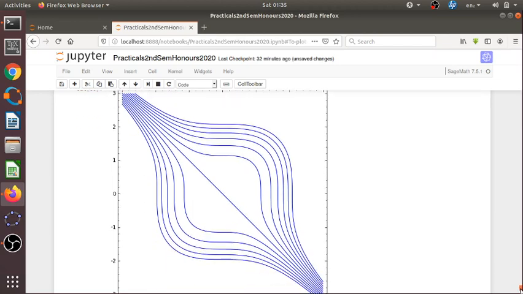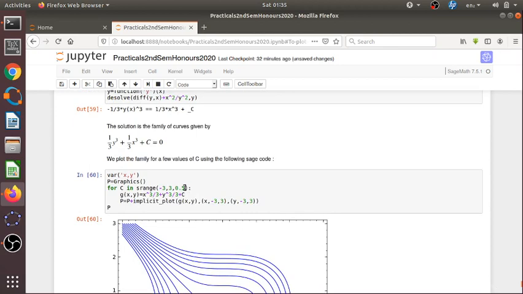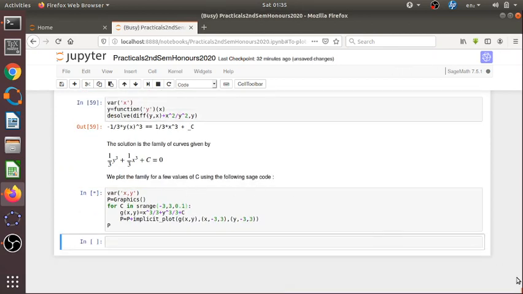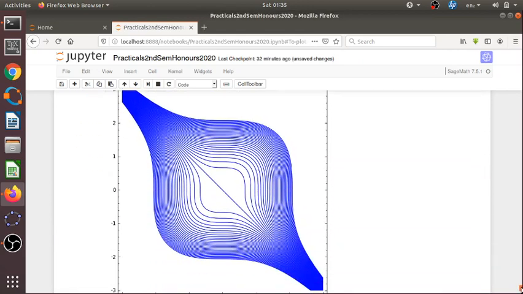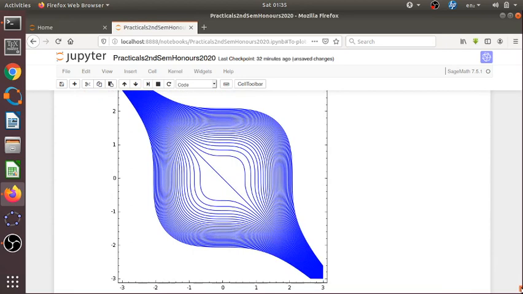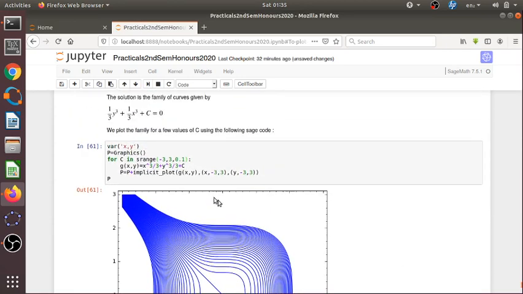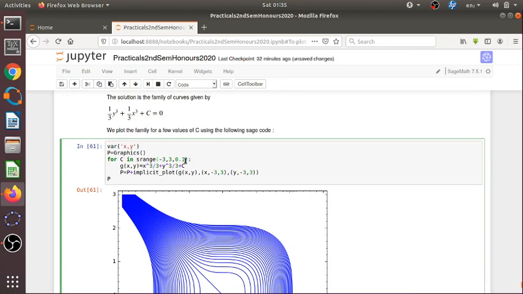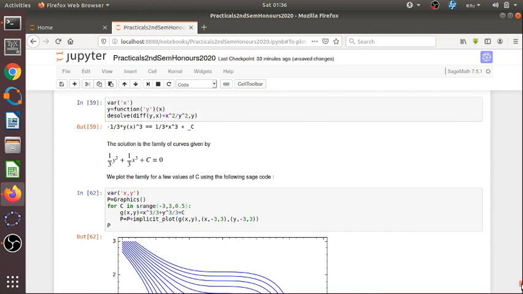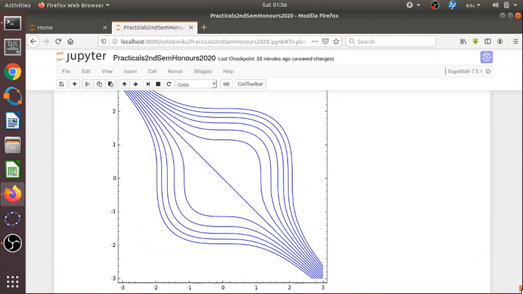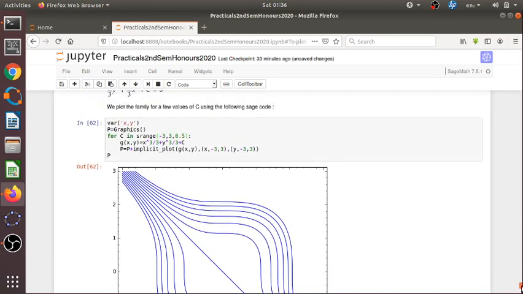If you change the increment of c to 0.1, you will get more curves here. For each value of c, you will get a different curve. So it will look something like this. You choose the increment wisely. No need to choose it as 0.1, it's too small. I think you can keep it up to 0.5. So you have to plot this particular family of curves, right?